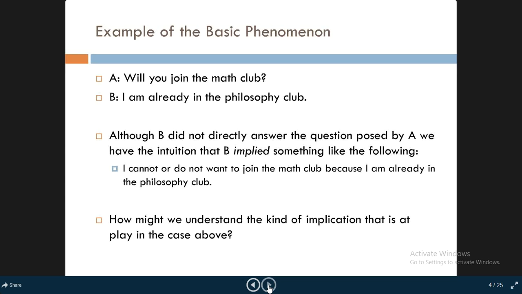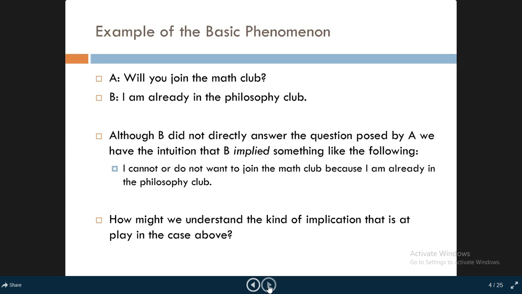Examples of the basic phenomenon. A: Will you join the math club? B: I'm already in the philosophy club. Although B didn't directly answer the question asked by A, we have the intuition that B implied something like the following: I cannot or do not want to join the math club because I'm already in the philosophy club.